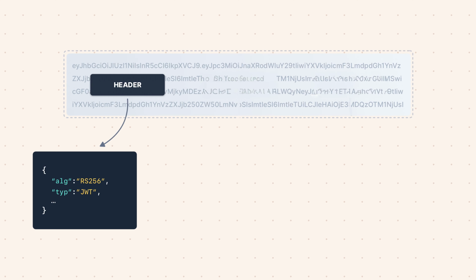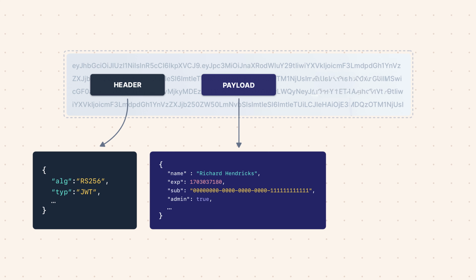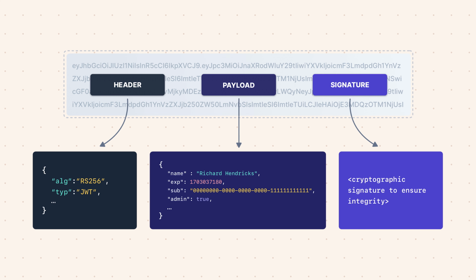Now, JSON Web Tokens have a structure, and that structure is made up of three components. First of all, we have the header, which specifies the type of token and the hashing algorithm that was used. Then we have the payload, which contains claims, things like user ID, roles, permissions, the expiration time, etc. And finally, we have the signature. That signature is used to verify the token's integrity and authenticity.